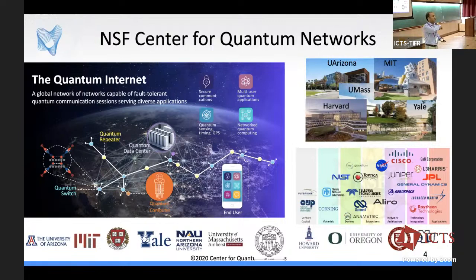And then ultimately, once you have long-distance entanglement, we are looking at developing routing algorithms, scheduling algorithms, network tomography algorithms. And these are people who are working on computer network theory. So it's all the way from physics to computer science.